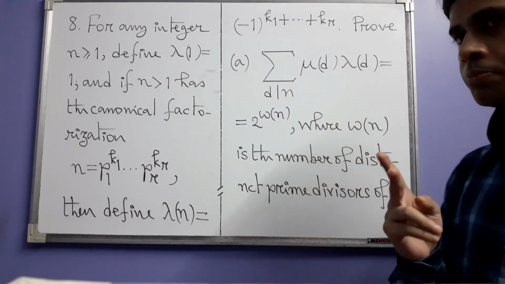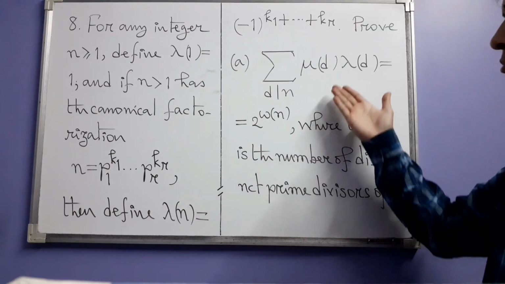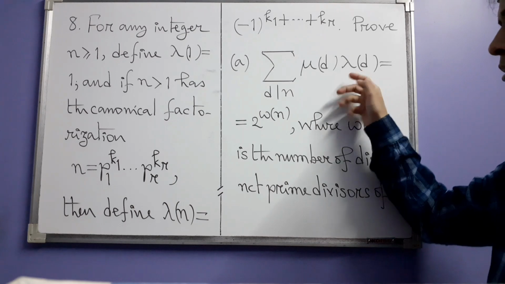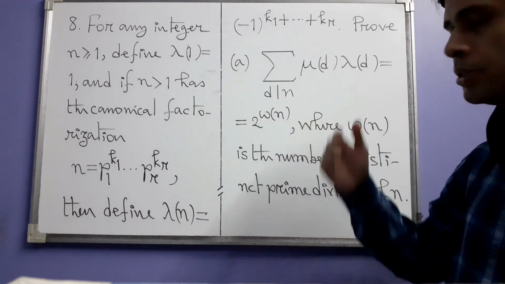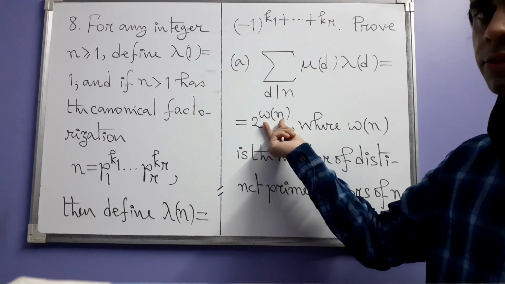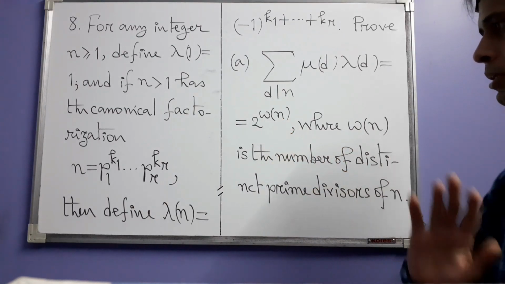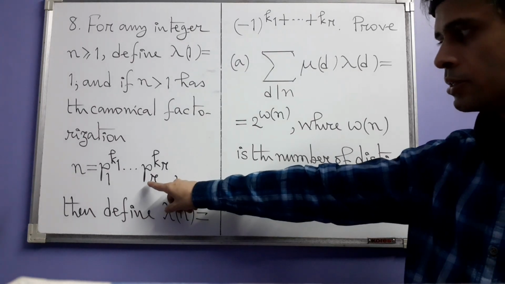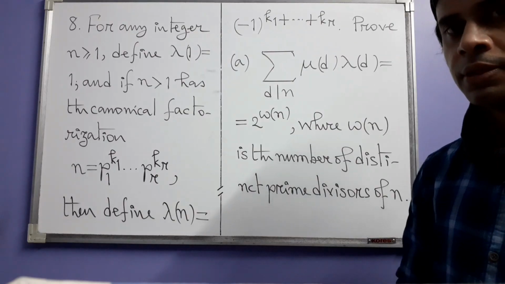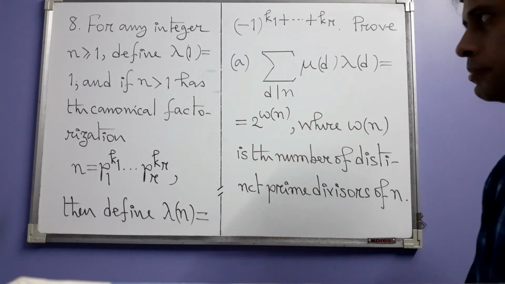Now we have to prove two identities involving this function lambda. The first of which is this: summation mu of d times lambda of d, as d varies over all the positive divisors of n, equals 2 to the power omega of n. What is omega of n? Omega of n is the number of distinct prime divisors of n. For example, if this is the factorization of n, then omega of n is equal to r. We are going to see part B afterwards. Let us first prove this one.